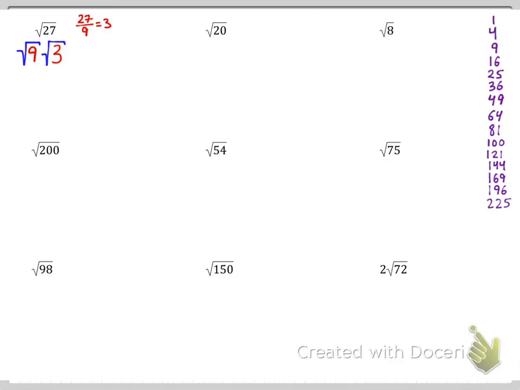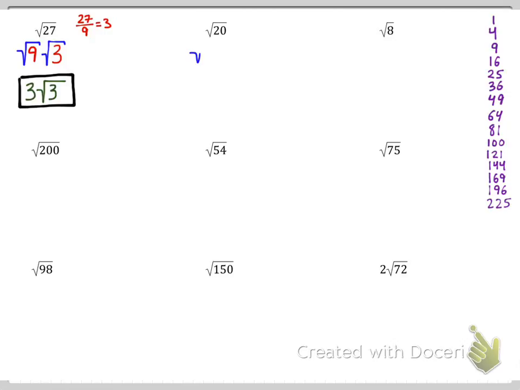Lastly, I'm going to simplify that square root, because the square root of 9 is 3. I'm going to write 3 root 3. In other words, 3 times the square root of 3. And that is my final answer. I want you to try the next one on your own.